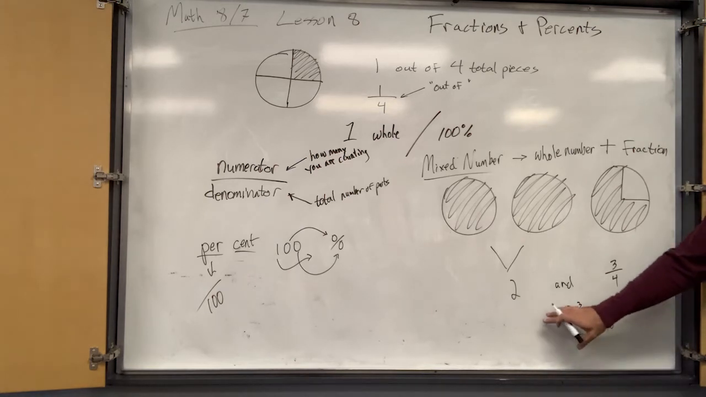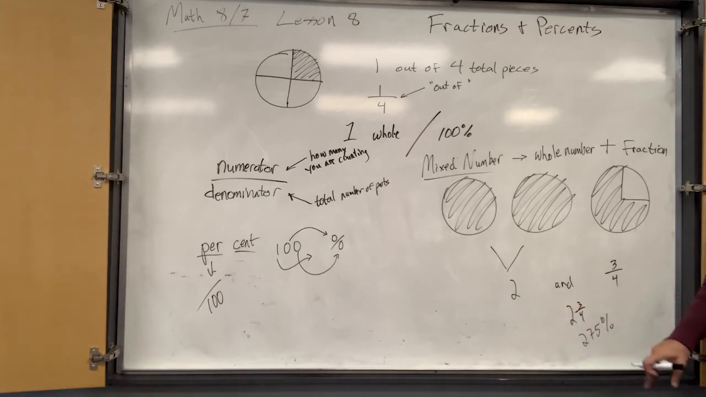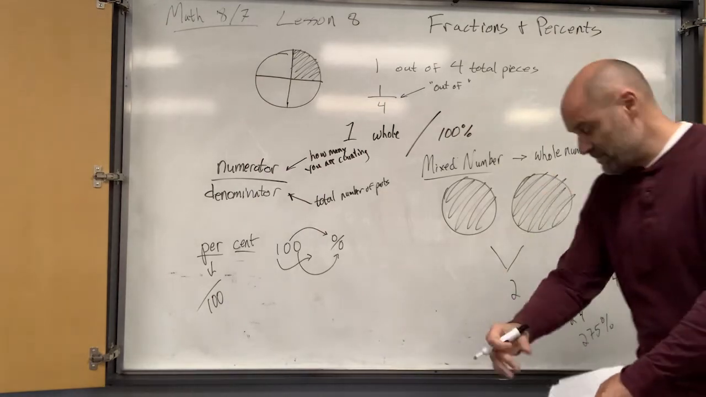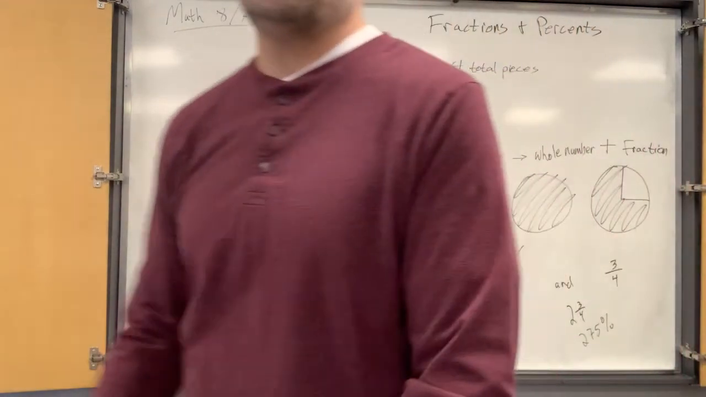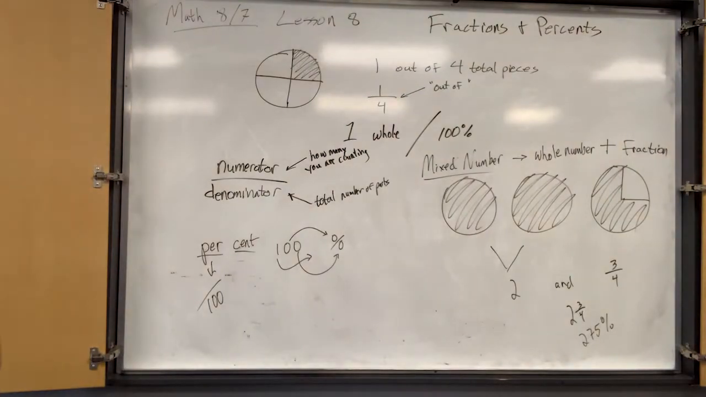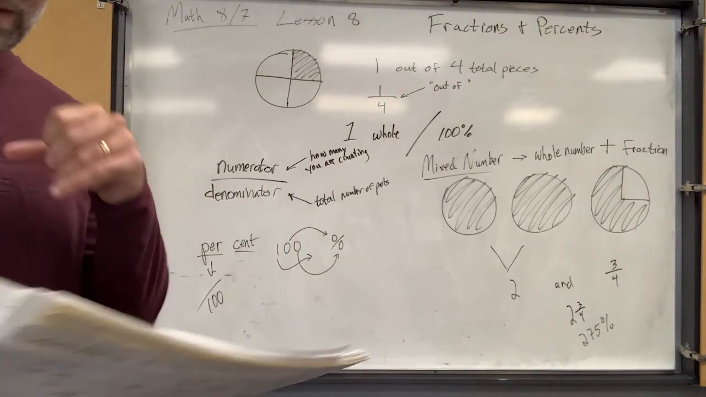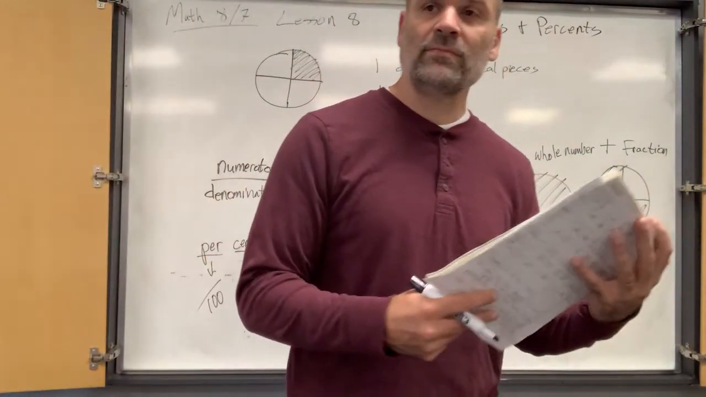So if this was 2,000 and 3/4, that would be 2,000 times 100, so that would be 200,000%, 200,075%. That's a lot. It's crazy. Okay? How are we doing so far? Is this making sense? Okay.